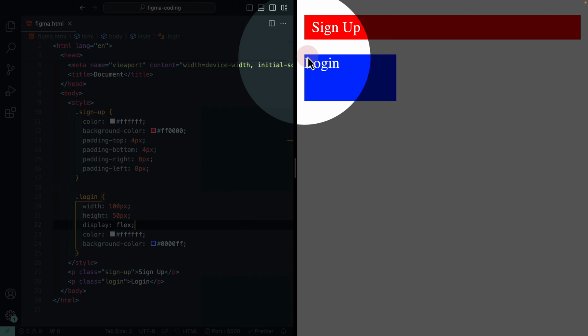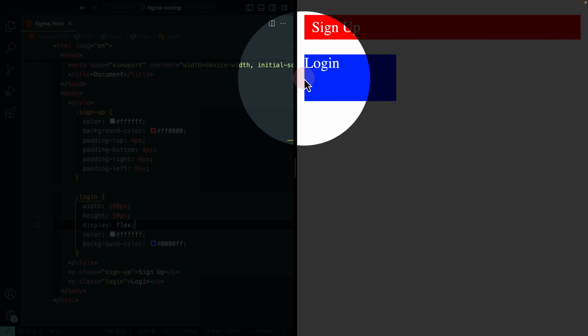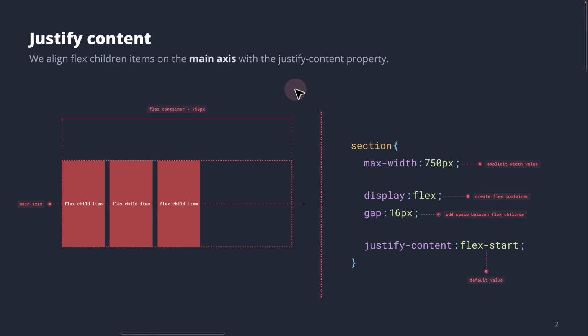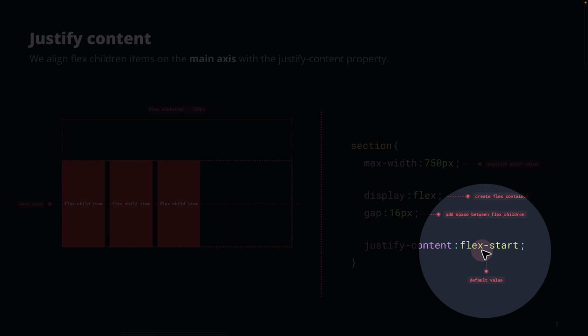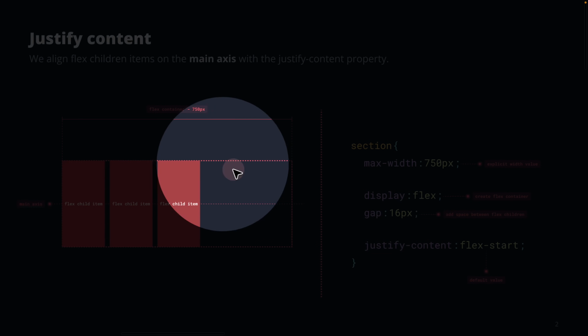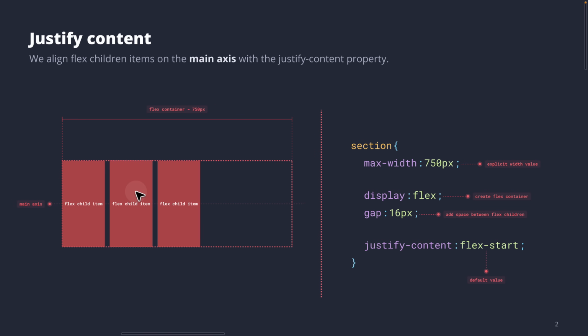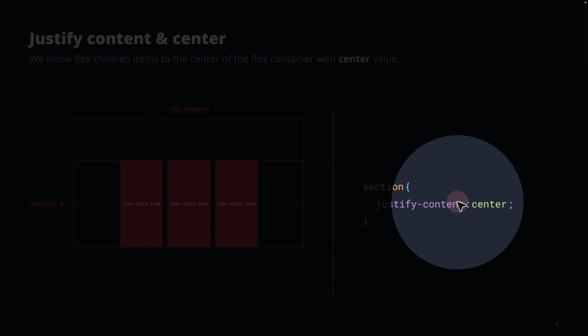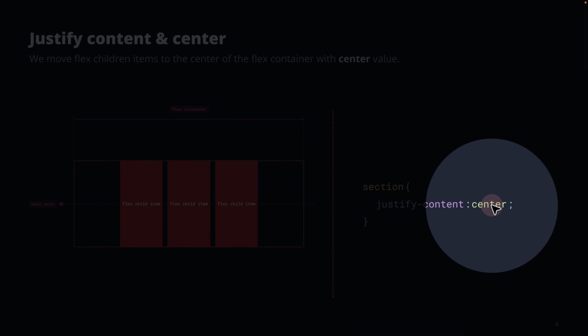The reason is, by default, all the flex items, which in this example is this text child item, are aligned to the left. So if I go back to this slide, you see the default value is always set to flex-start on the justify-content, and it's always aligned to the left side. So how do we center align it? We use a property called justify-content, as I mentioned previously, and we give it the value of center.